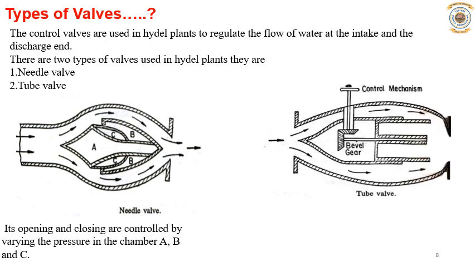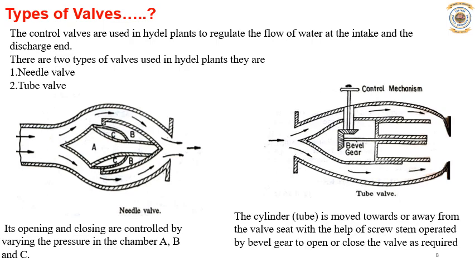Next is the tube valve. The figure is shown for the tube valve. This valve is opened or closed by mechanical means. To open or close the valve, the cylinder, which is called the tube, is moved towards or away from the valve seat with the help of a screw stem activated by a bevel gear. As compared to the needle valve, this valve is lighter in weight and shorter in length. These are the advantages.